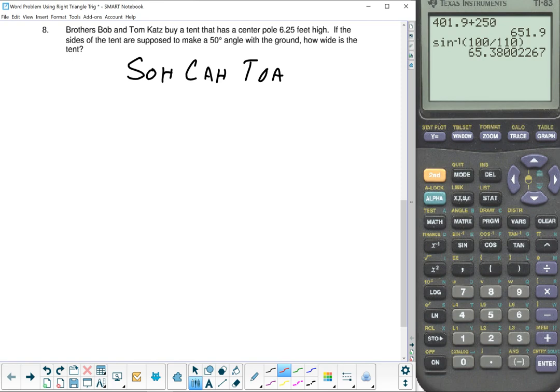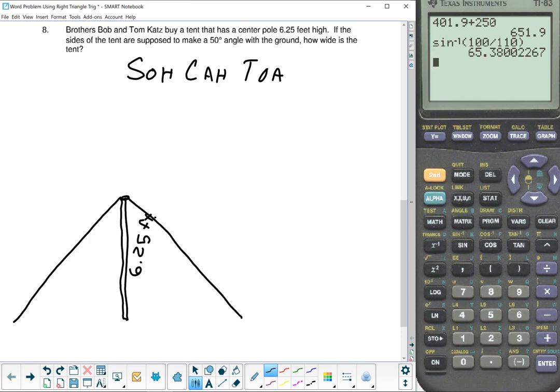Okay, last one. Brothers Bob and Tom Katz buy a tent that has a center pole of 6.25 feet high. So that's a center pole. Ugh, that's an ugly center pole. Okay, don't buy this tent. So, a tent.